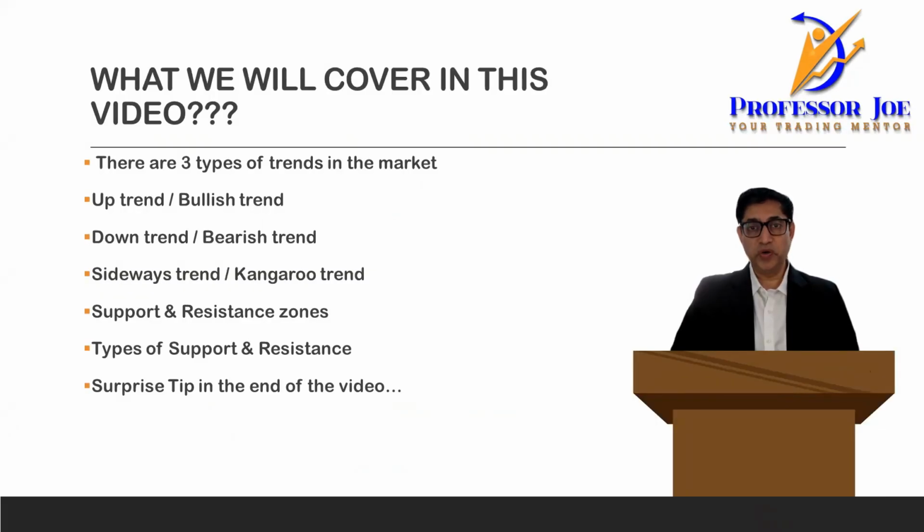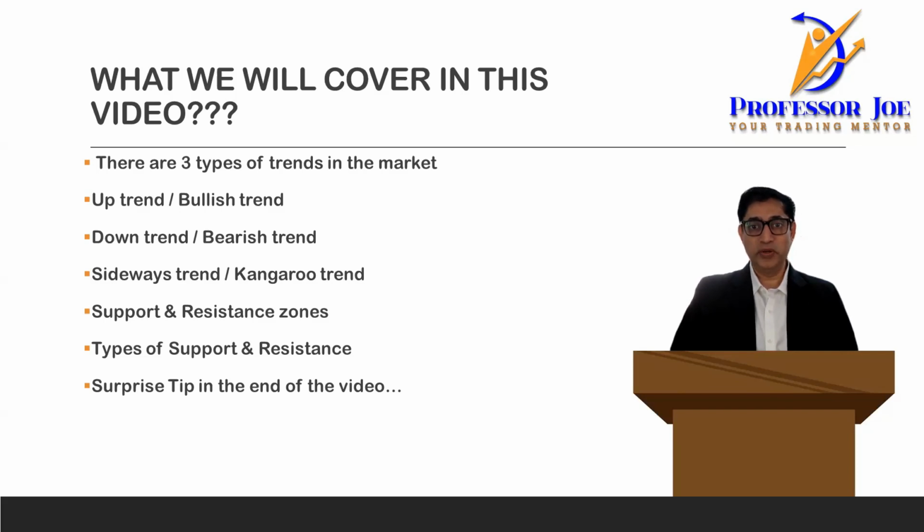Now, in this video, we are going to cover the three types of trends in the markets. That is uptrend, downtrend, and sideways trend. The uptrend is also called the bullish trend. The downtrend is called the bearish trend. And the sideways market is also called the kangaroo trend.